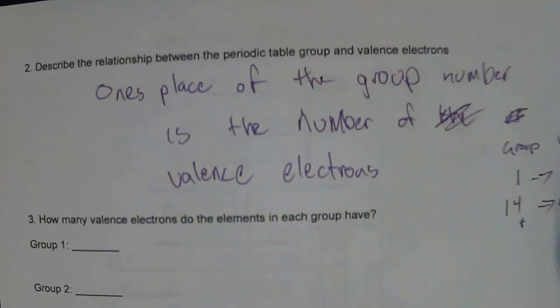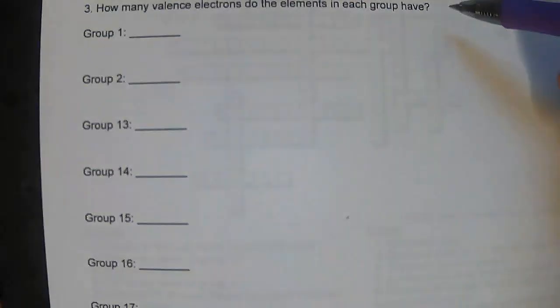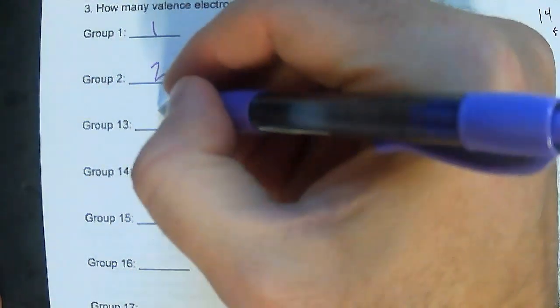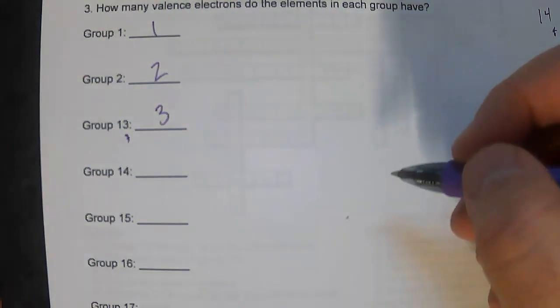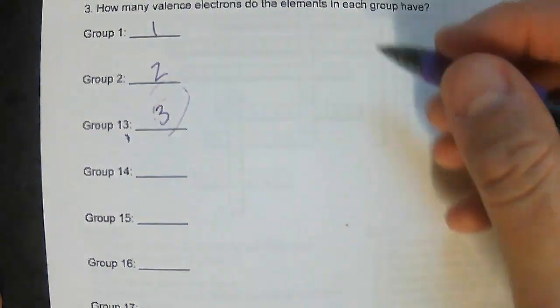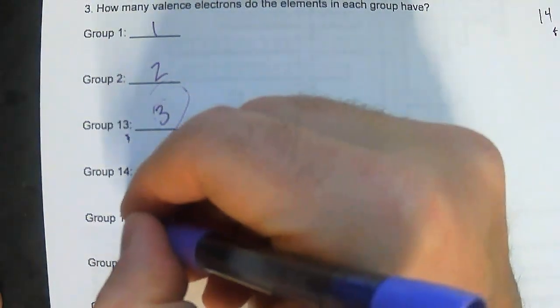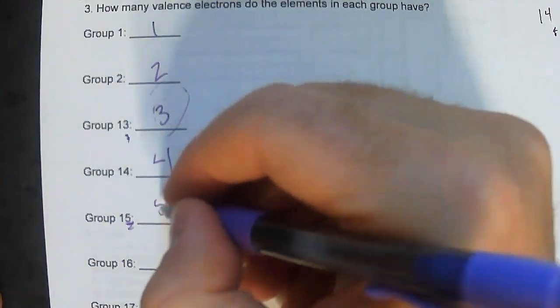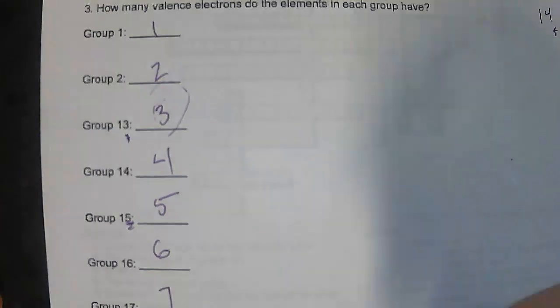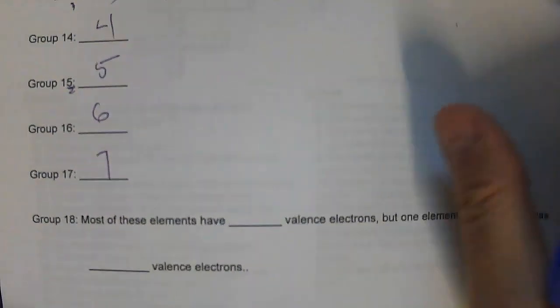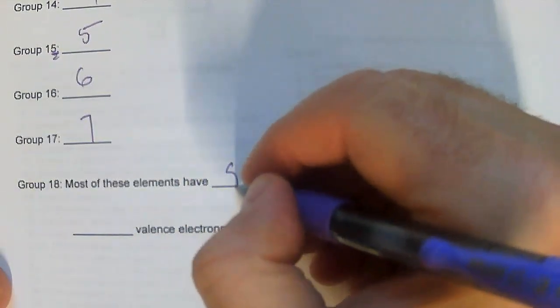And so now to reinforce this, we go down through and we see this. How many valence electrons do the elements have in each group? So group 1 is 1, group 2 is 2, group 3. I even say that this is group 3-teen, not 13, to kind of reinforce that as 3 valence electrons. Group 14, and I say group 4-teen, 15, say 5-teen, 16, 17 is 7. Group 18 now. And in group 18, most of these elements have 8.